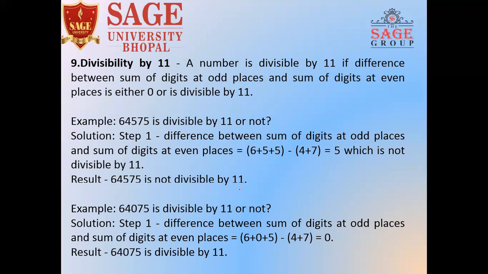Considering another example, 64075. The sum of the digits placed at even places, which are 6, 0, 5, is 11, minus the sum of the digits placed at odd places, 4 and 7, which is 11. The difference is 0. So the entire number is divisible by 11.